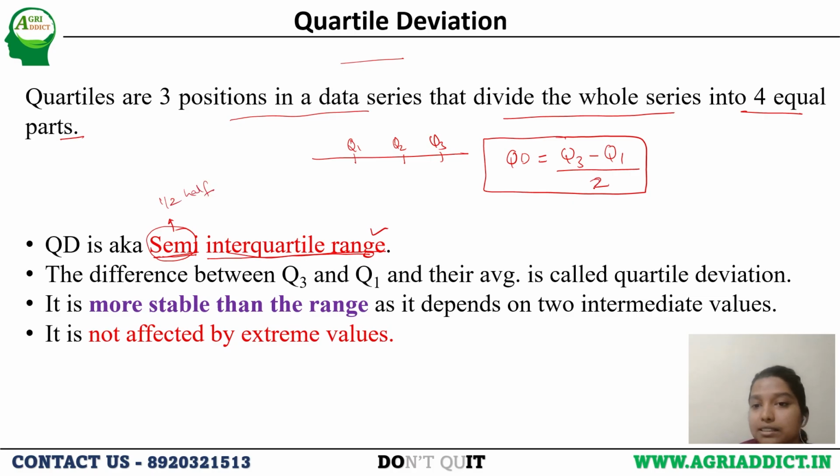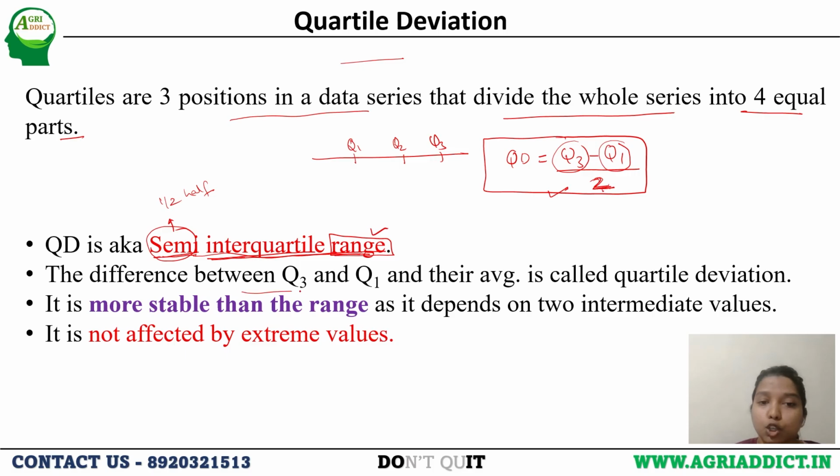So here we are saying the value is getting divided by 2. So we know why we are saying half, semi. Interquartile range. What we studied in the previous slide, what is range? It is the maximum value minus minimum value. So now we can say why we are calling quartile deviation the semi-interquartile range. I hope you got the point I wanted to make.